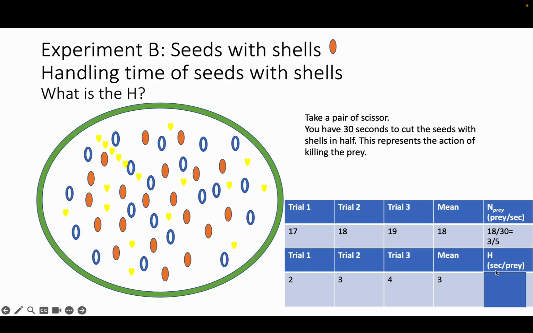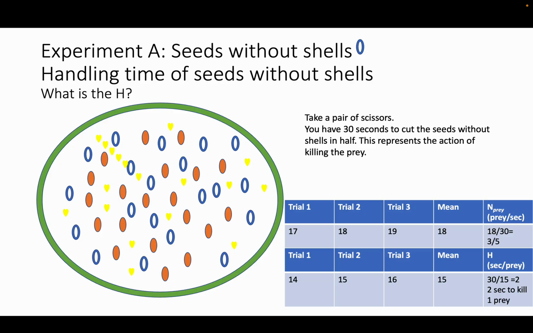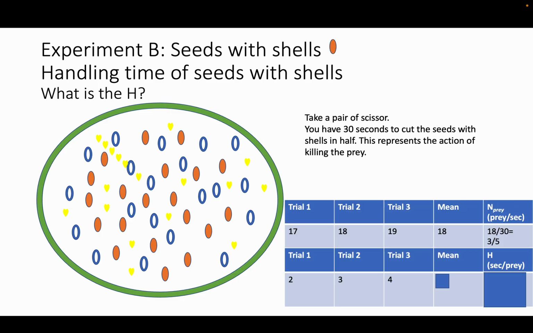And for the handling time, we were given 30 seconds again. It's 30 seconds divided by prey, which is this number. So it's 30 seconds divided by 3. This reduces down to 10. So what this means is it takes you 10 seconds this time to kill one prey item, while before it only took us 2 seconds to kill one prey item. But this makes sense because the first time, the seeds didn't have the shells. These are animals that are easier to kill, while the second time, we're meeting animals that are harder to kill. So it's going to take a longer time to handle them. So this is 10 seconds to handle one prey item.